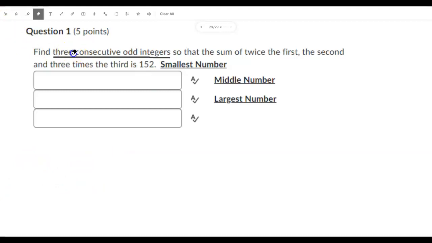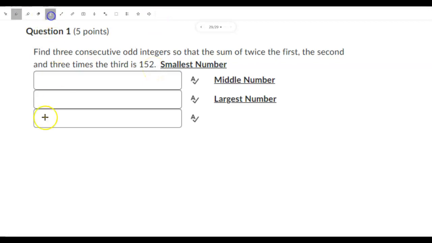So we're looking for those 3 integers so that the sum of twice the first. The sum tells us that we're going to add twice the first, the second, and 3 times the third.